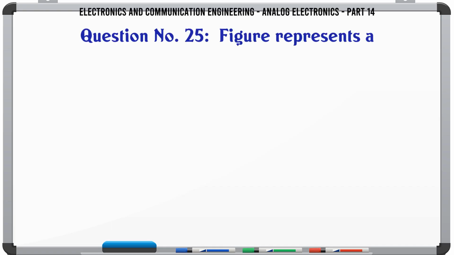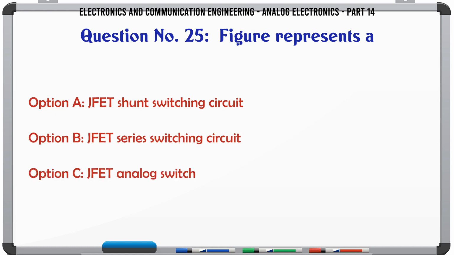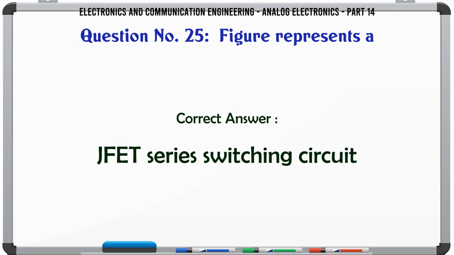Figure represents A. JFET shunt switching circuit, B. JFET series switching circuit, C. JFET analog switch, D. Multiplexing. The correct answer is JFET series switching circuit.